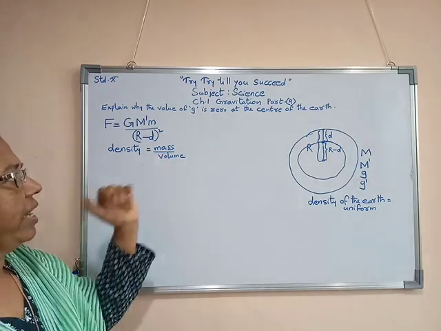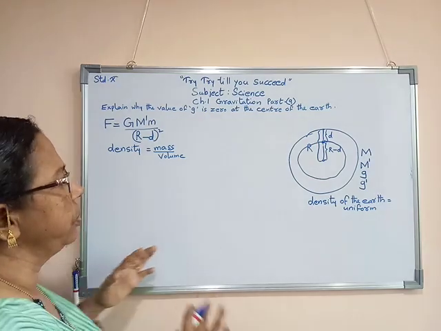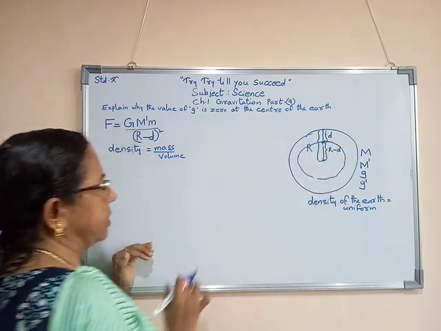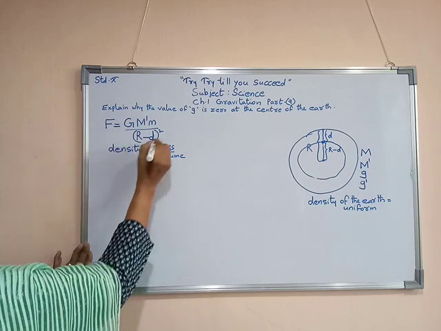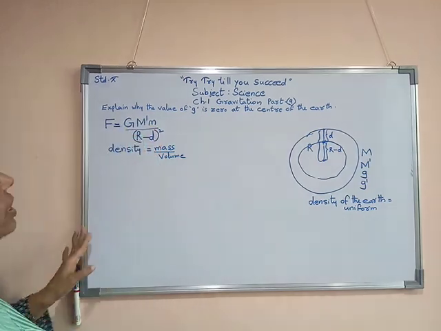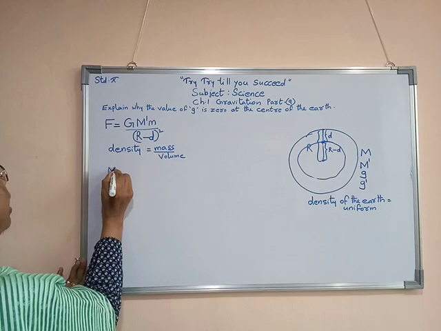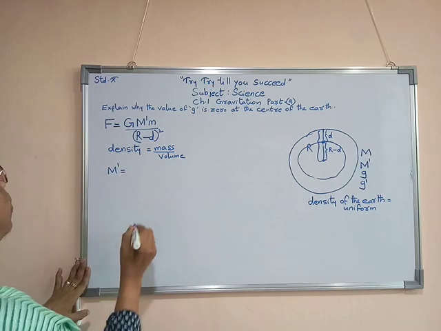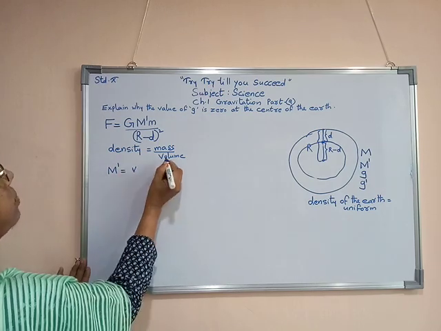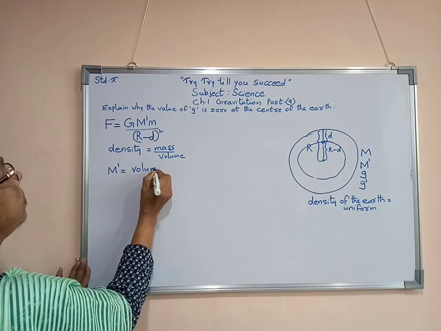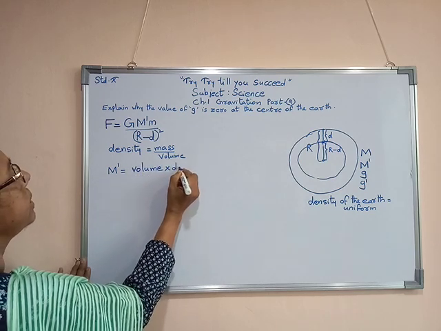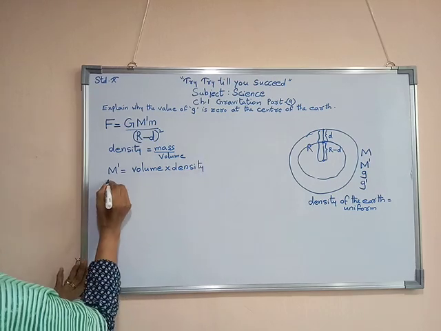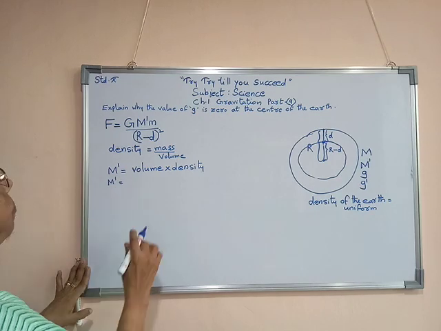Now here, where are we going to use this formula? We are going to use the formula for the mass of this object at this particular spot. For finding that, from this formula itself, I am removing the value of m dash. So we can find now m dash, that is equal to volume into density. First I am writing volume into density. So we will write now m dash is equal to volume.